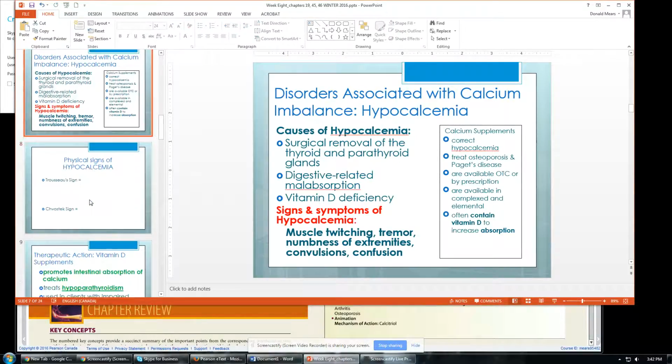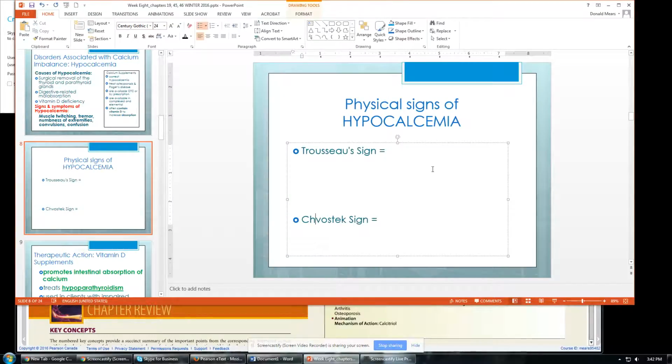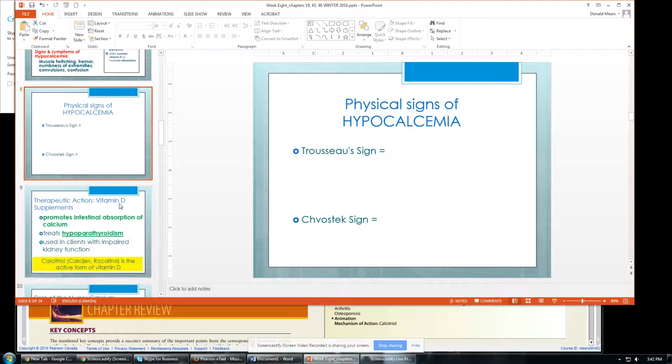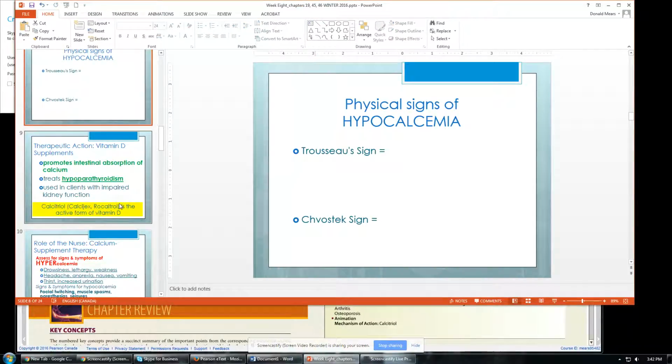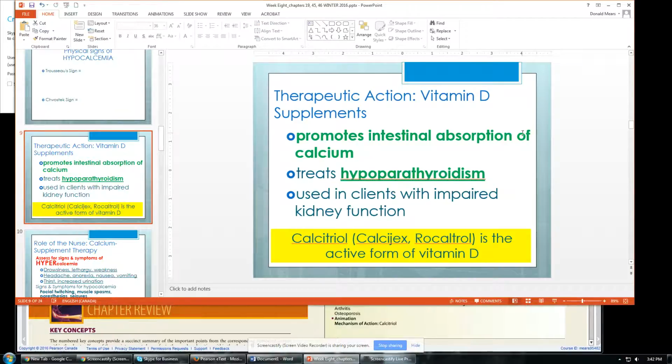Moving forward, if you don't already know these 2, I would like you to find an image and look up on the net what Trousseau's and Chvostek's signs look like. And again, they are physical signs of hypocalcemia. Vitamin D promotes the intestinal absorption of calcium. So that's why we give it. If your calcium's low, we give you vitamin D to promote calcium absorption. It also treats hypoparathyroidism.